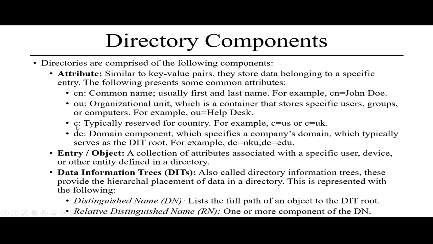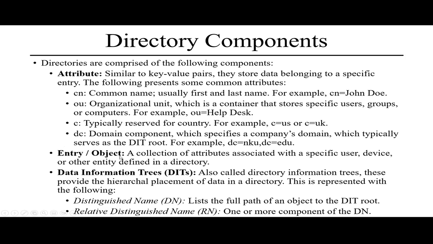Now the C by itself is just reserved for country, like the US or the UK. And DC is domain component. This specifies a company's domain, and it typically serves as the DIT root. So for example, it's basically part of the root of the website name or URL. Like DC equals NQU, DC equals edu is nqu.edu, and your website.